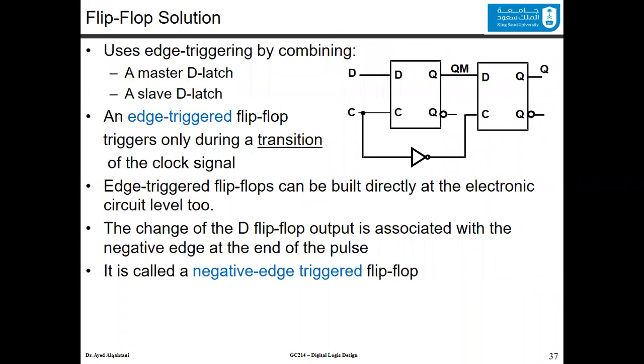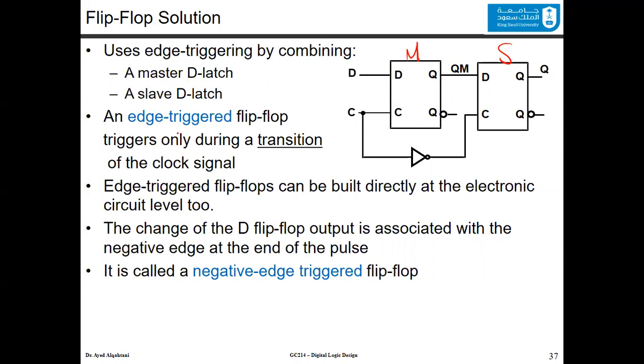So here, this is a flip-flop solution where you have 2 D-latches. This is the first D-latch, and this one is the second D-latch. Now the Q, which is the output of the first D-latch, is the input to the second D-latch. And if the clock signal goes normally to the first, it will be inverted to the second, and vice versa. So we implement the edge triggering by combining a master D-latch and a slave D-latch. This is the master D-latch, and this is the slave D-latch, meaning whatever change happens in the master, the slave will copy it.